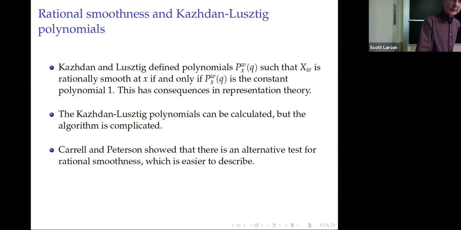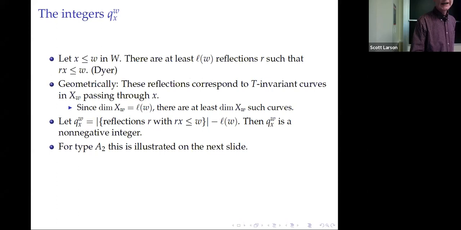And so Carrell and Peterson provided an alternative test for rational smoothness, which is much easier to describe. So I'll describe that now. To do this, I have to define some integers, which again, unfortunately, we chose the letter Q. This is not the only, yet we're not done with Q, but these integers QWX.